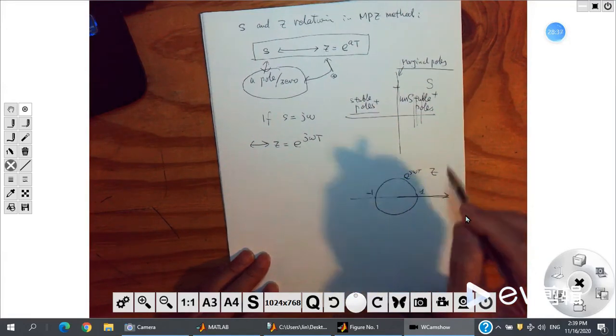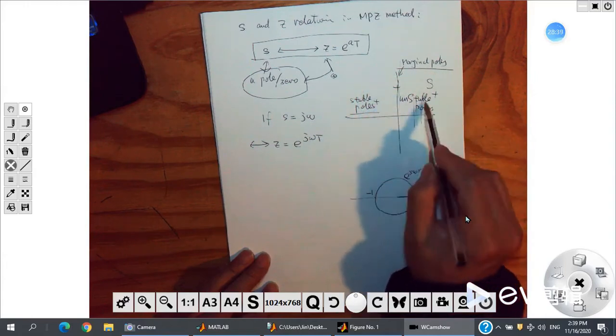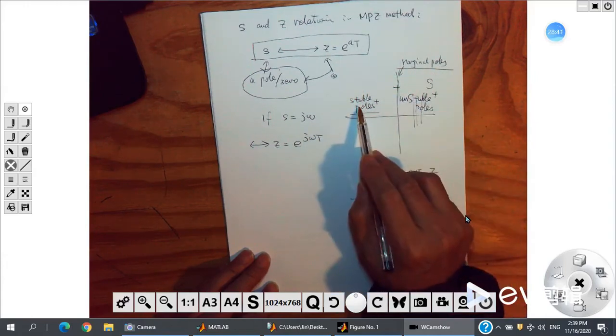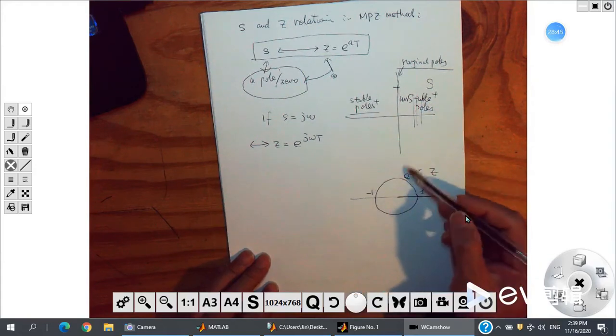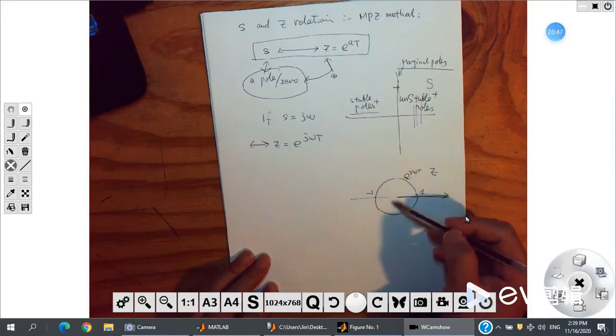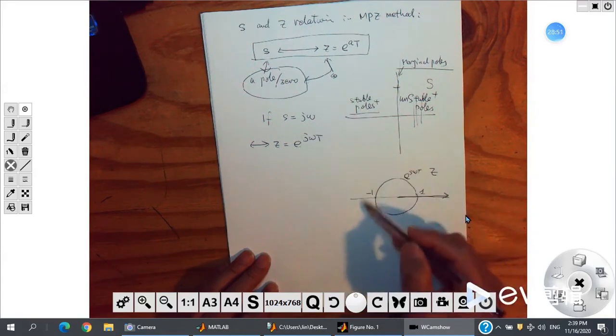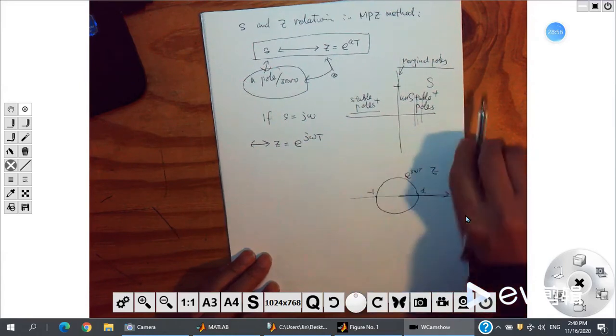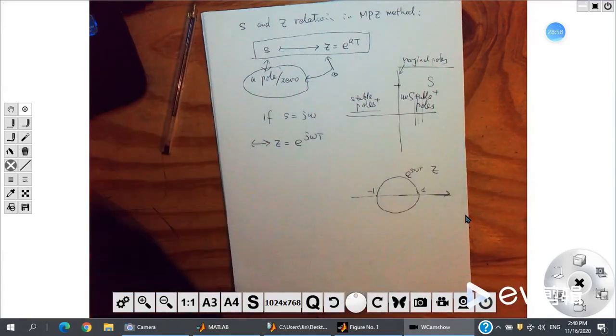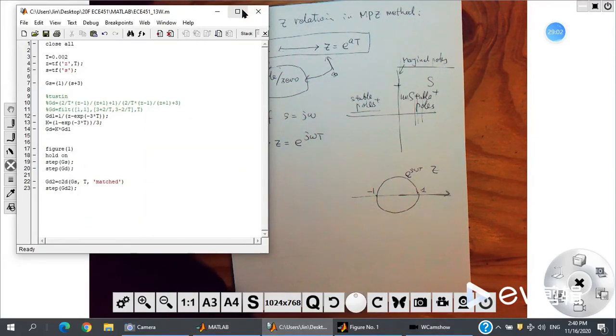Then the S-plane I separate into two parts, the stable side and the unstable side, left and right. Then where do the poles coming from the left side go, and where do the poles coming from the right side go? Now we can do some more calculation, but let me use MATLAB to do it.